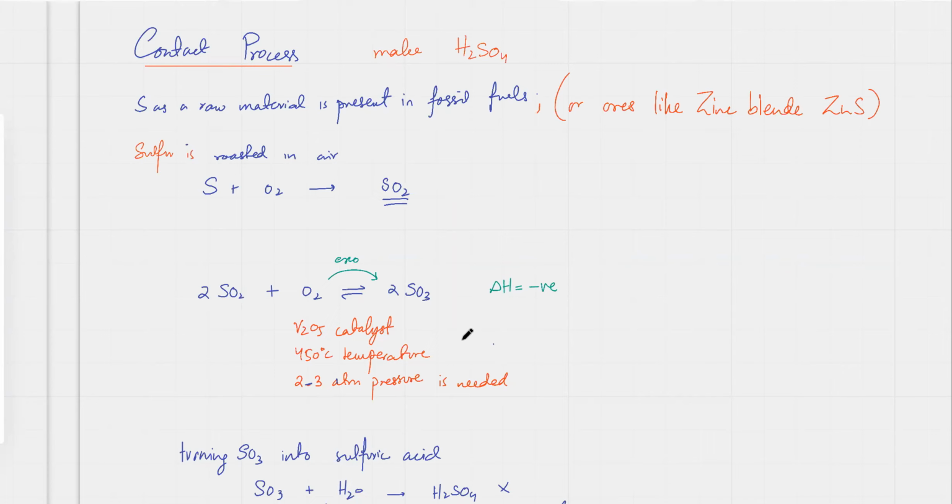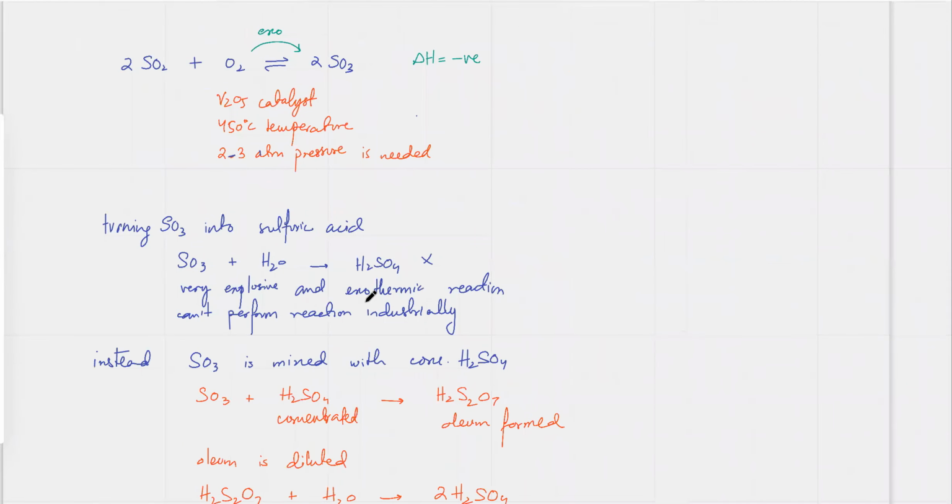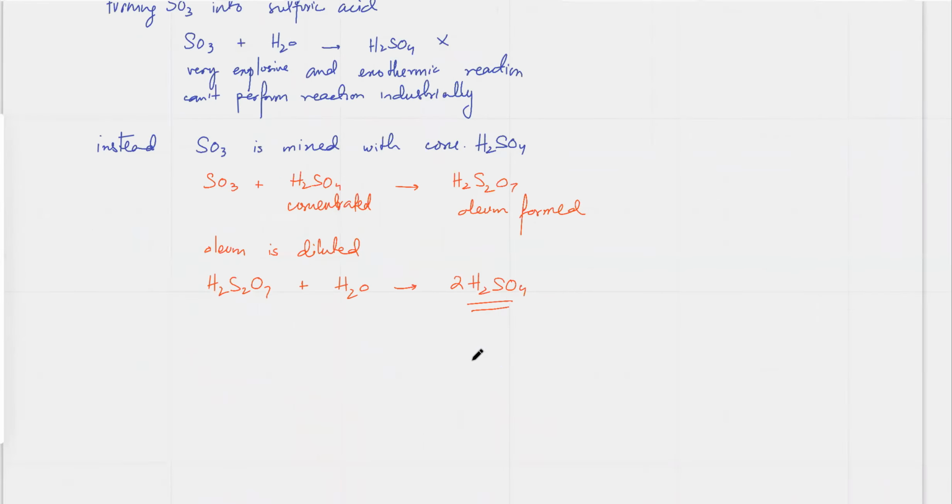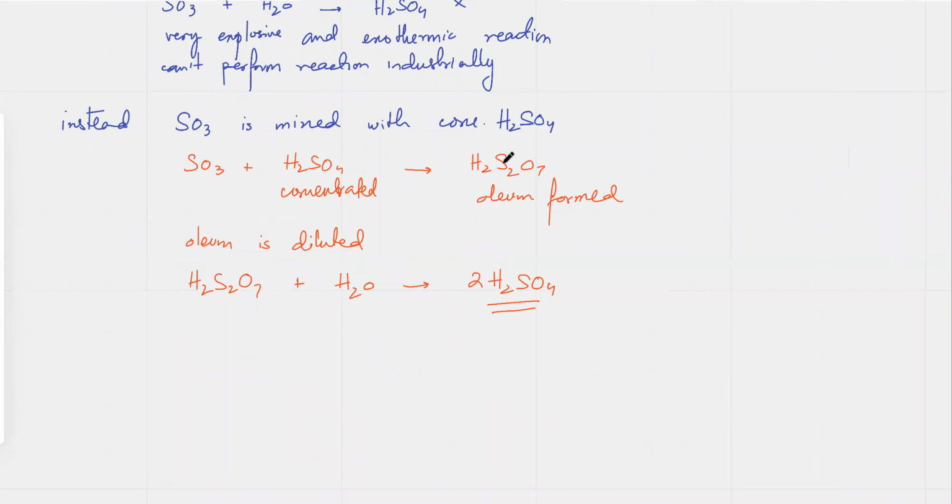And that's a reversible reaction. That's the only reaction that's reversible. And finally, once you have SO3, you have to turn it into sulfuric acid. Reacting directly with water is kind of dangerous, pretty explosive, so it's avoided in industries. Instead, they mix it with concentrated sulfuric acid. And when they mix with concentrated sulfuric acid, you get oleum. Oleum is then diluted to form sulfuric acid.